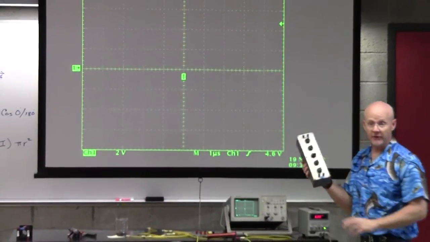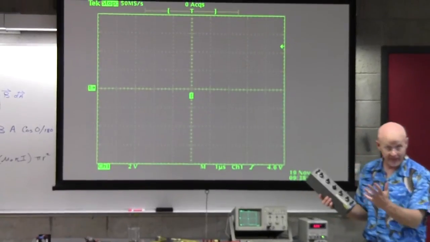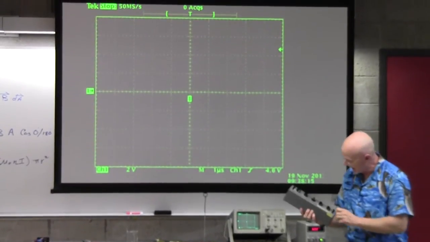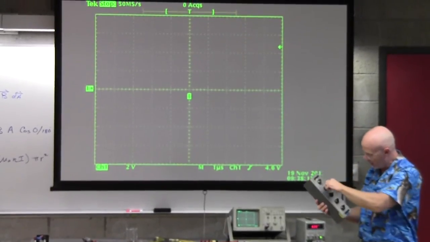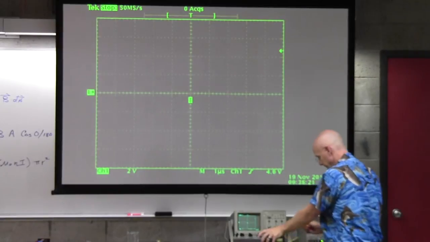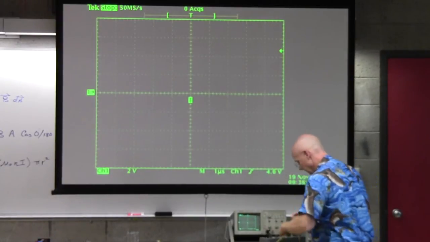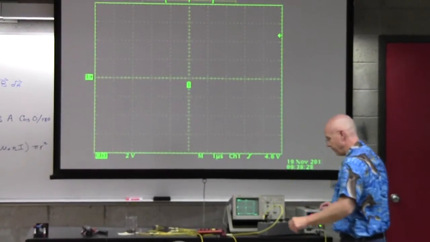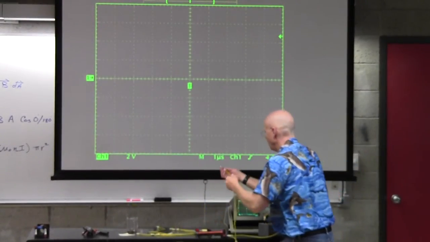Now, maybe you guys remember these from the lab. It's been a little while since we've used them. They'll be back real soon here. But you can change the resistance in here by changing the dial. Let me set it at 100 ohms. And so I will feed it here, and I will feed it here.